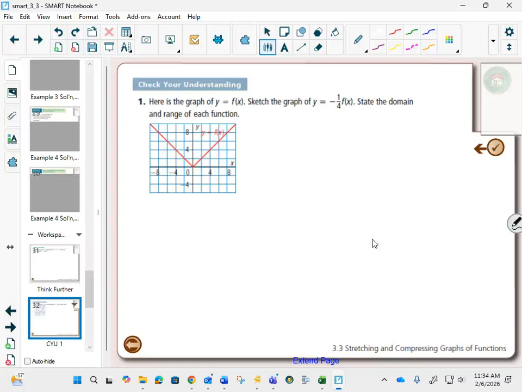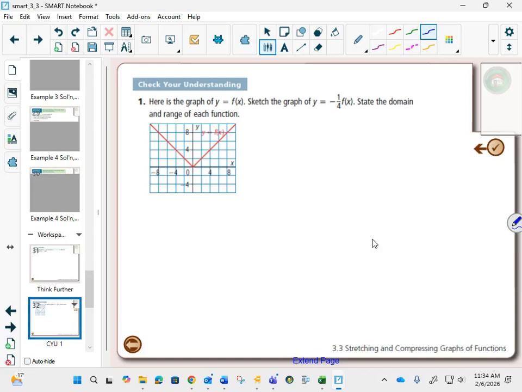Here's the graph of y equals f of x. Sketch the graph of y equals -1/4 f of x. Okay? One of the things we're going to start doing, especially because eventually you're going to have reflections, stretches, and translations all combined, is to label the things that you see.